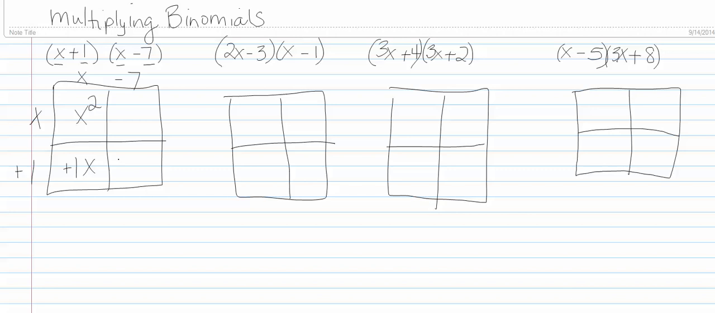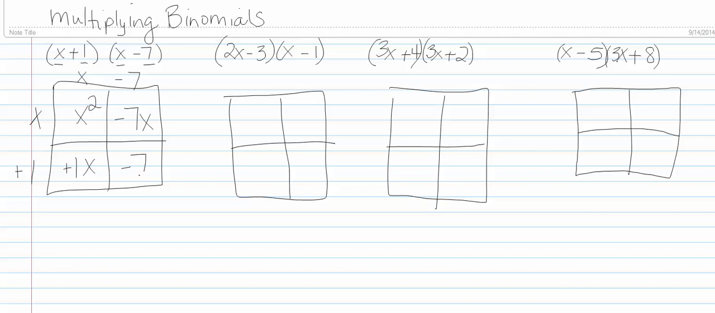Now to move over to the second column, I need to multiply the x, which is on the left side or out in front of the row, by the negative 7, which is on the top of the column. So I get negative 7x. And now to fill in the very last box, I'm going to take the 1 and multiply it by the negative 7, and that gives me negative 7.